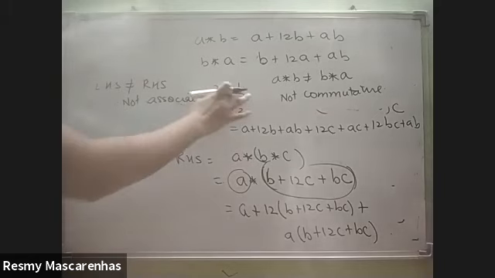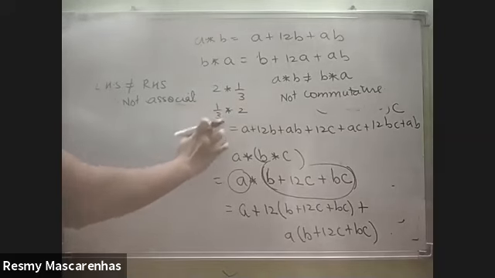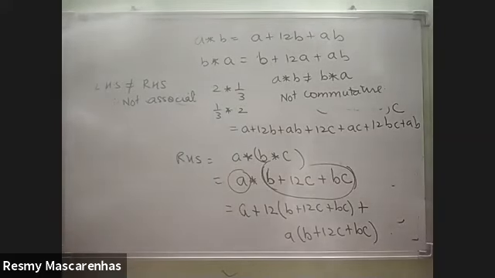Okay, you can first try with 2 star 1 by 3 which you already found out. Then you can try with 1 by 3 star 2. And if you see, answers will not be the same. Okay, whichever way they will not mind. You just have to show it is not commutative.